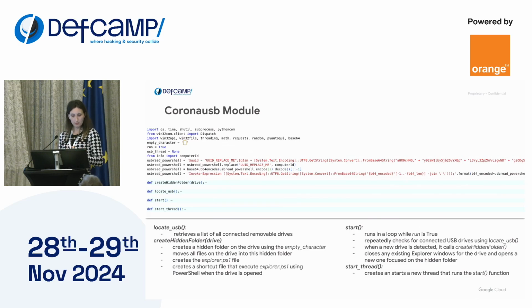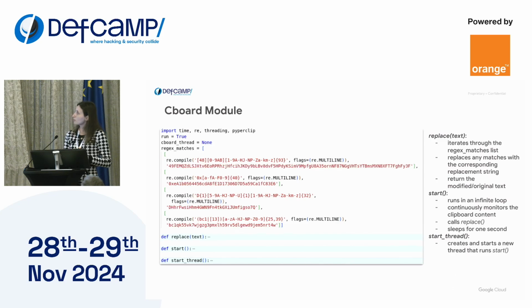It creates the hidden directory using the empty character variable, so the Hangul filler name. It then writes explorer.ps1, but just before this, it creates the LNK file that will execute the PowerShell script when the user double clicks on it. And next we have the Seaboard module.